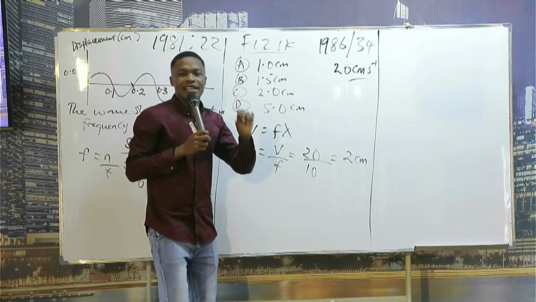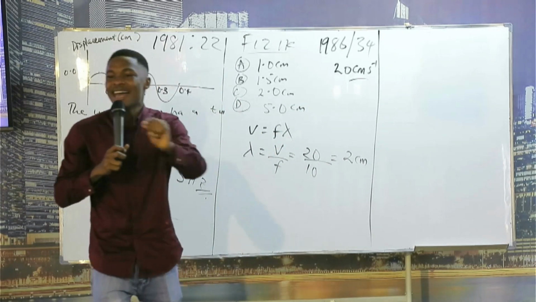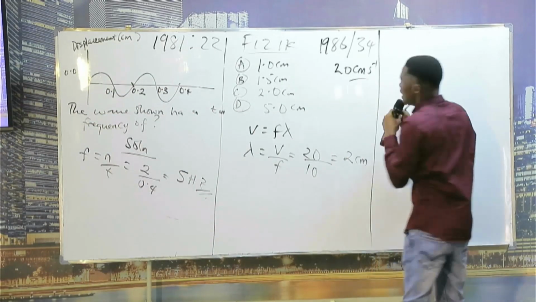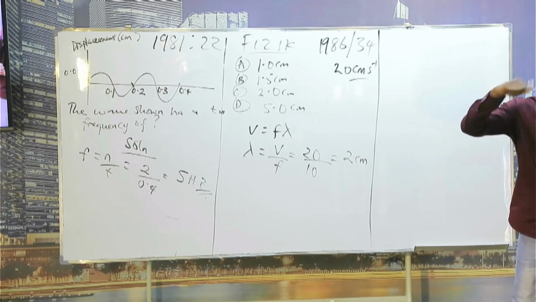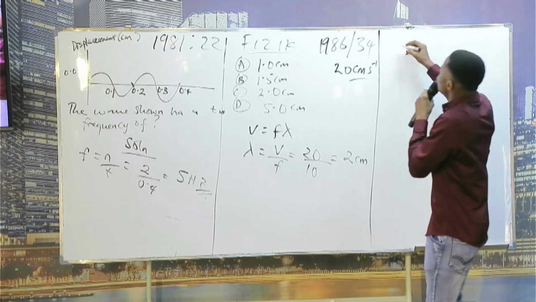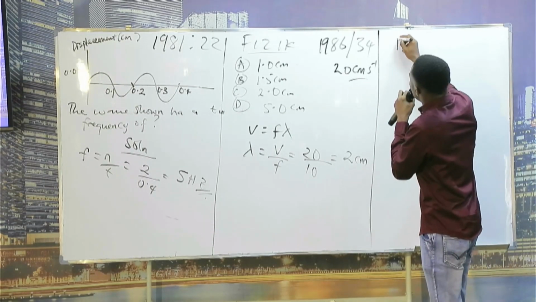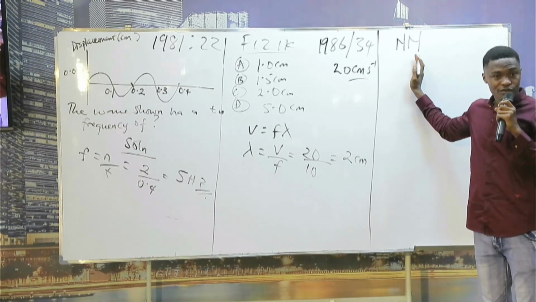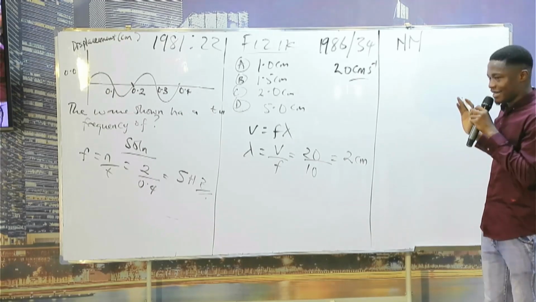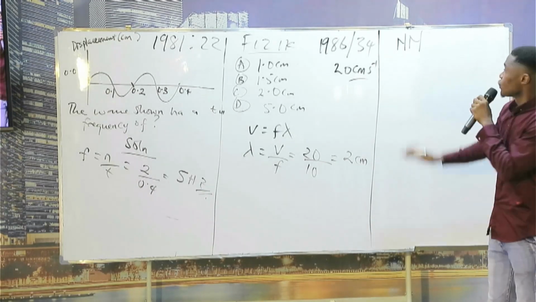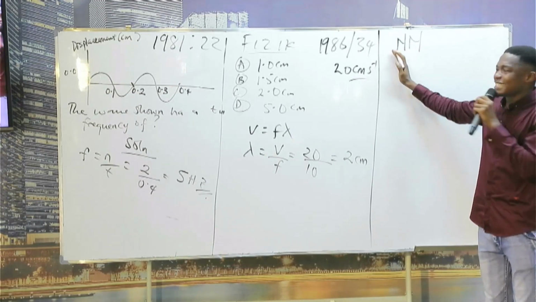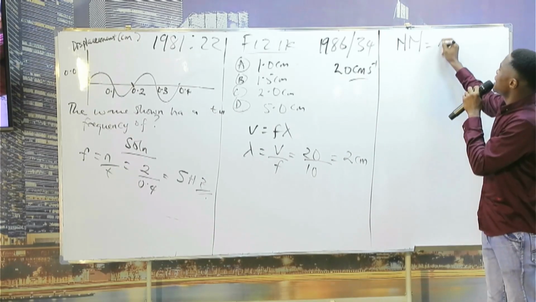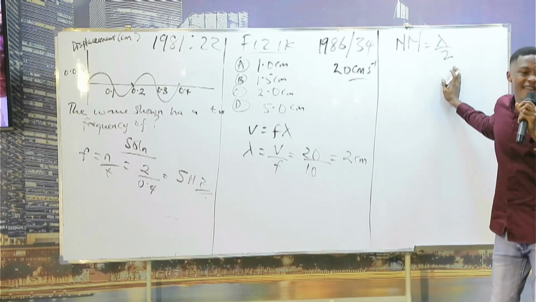Don't be tempted. The question said distance between adjacent nodes, and that is under stationary wave, like I told you. I will still talk more about it, but for now, just know that distance between adjacent nodes, that is node to node. Just calm down, I will explain this later. We just have to continue. The distance between a node and a node, which is adjacent, is lambda over 2, the wavelength divided by 2.